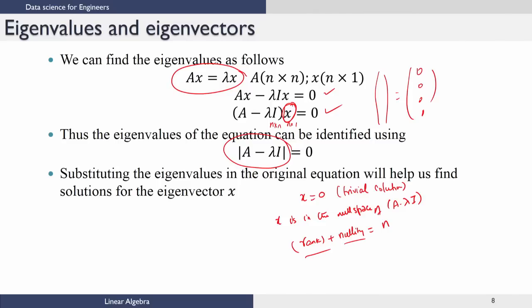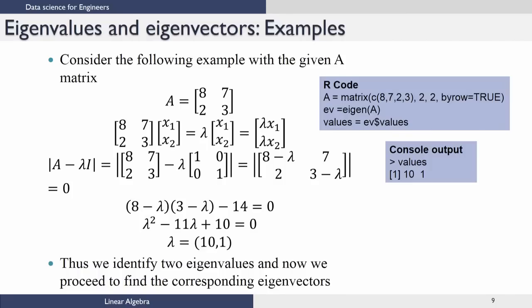Now, once we solve for this equation and compute a lambda, then we can go back and substitute the value of lambda here, and then we have (A minus lambda I) times x equal to 0. The way we have chosen lambda is such that this matrix does not have full rank. That means there is at least one vector in the null space, and using concepts that we have learned before, we can identify this null space vector, which would become the eigenvector. Let me illustrate this with an example here.